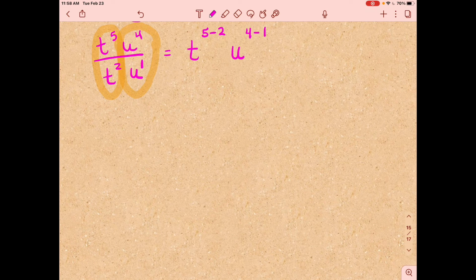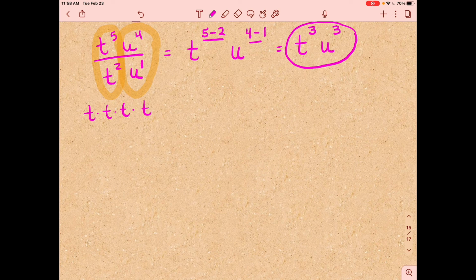All right, I just need to tidy up this math. t to the 5 minus 2 is 3, and u to the 4 minus 1 is also 3. So I have t to the 3rd, u to the 3rd as a simplified expression. Yes, I could have written this out like this. I'll do it once for you. Takes a lot of writing.